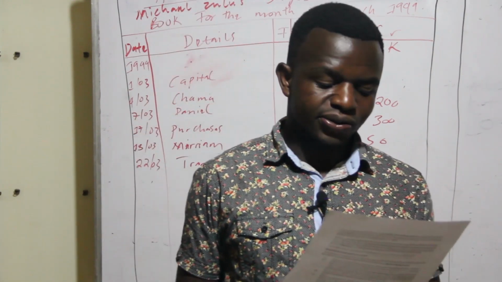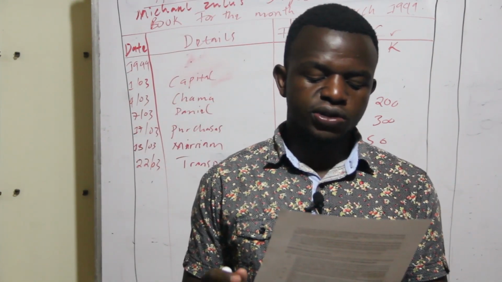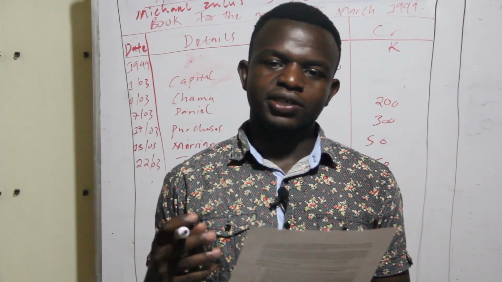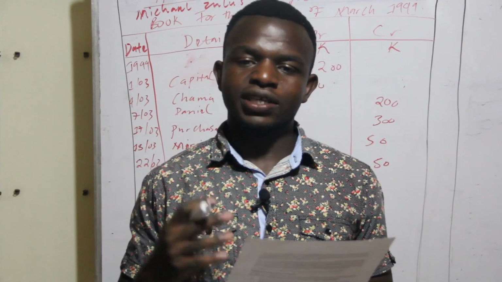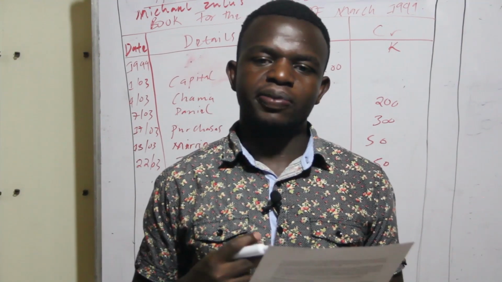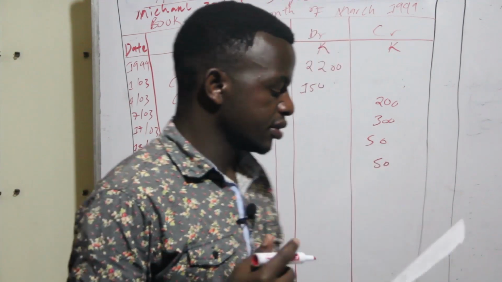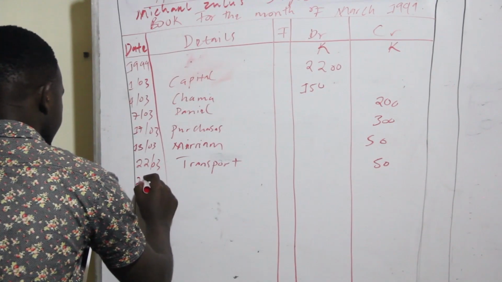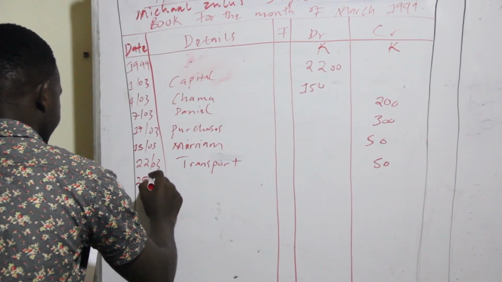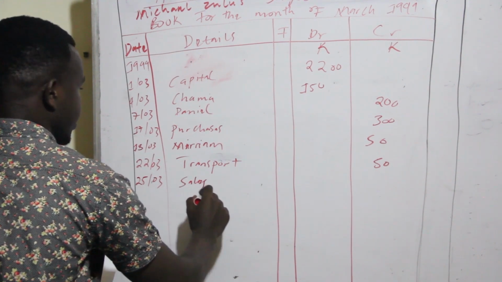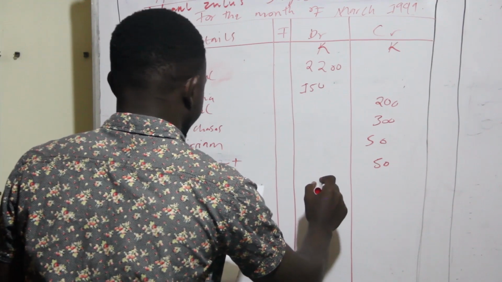Then on the 25th of March, sold goods for cash amounting to 500 kwacha. That means the business had sold goods and money was coming into the business, so we are going to debit that amount. We have 25th of March, we say sales, and we debit that amount.